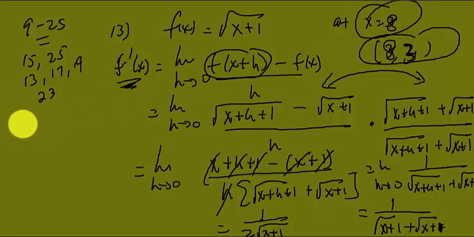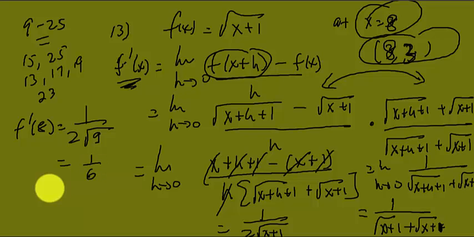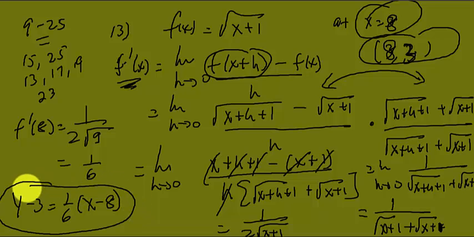Plug it in. So f prime of 8 is going to be 1 over 2 times square root of 9, which is 1 over 6. So the equation of a line is y minus 3 is equal to 1/6 times x minus 8. And those of you that are in love with y is equal to mx plus b, it's still working.